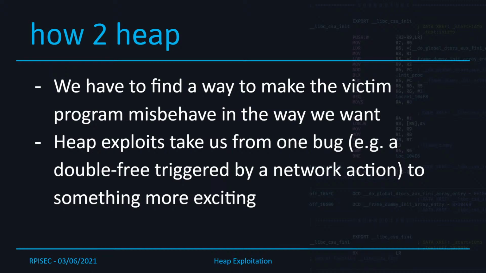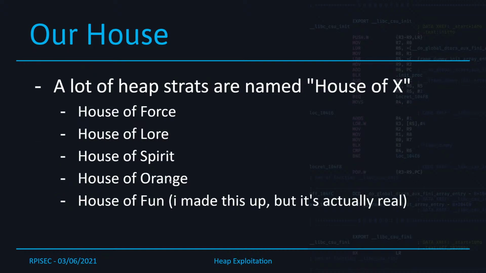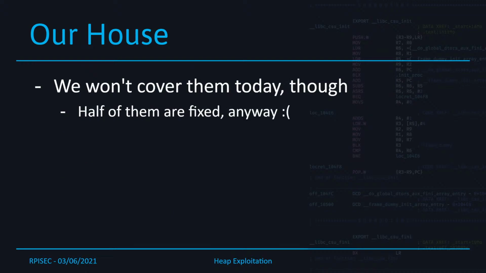You have to find a way to leak pointers. And then given those leaks, figure out, okay, now I can go corrupt this thing on the heap and take us somewhere else. And just as more of an aside, because we're not going to get into these in too much detail today, a whole bunch of heap strats or exploits happen to be named House of X. We got House of Force, that was patched. House of Lore, House of Spirit, House of Orange, even House of Fun. I made that up, but it's actually real. But yeah, we're not going to get into those today because, one, they are significantly more complex, and two, a lot of them got fixed.